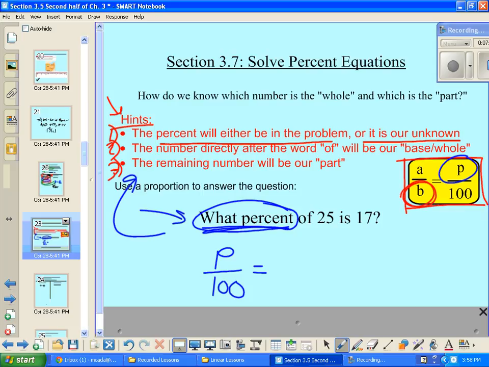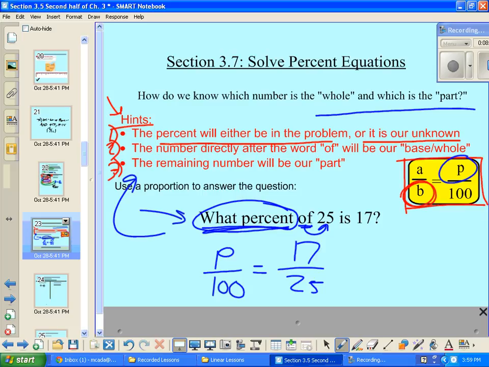Again, in terms of determining, as I have up here in this big question, which number is the whole and which number is the part. Sometimes they can rearrange this in a couple different ways, but in this case it says what percent of 25 is 17. So of 25, the number right after the word of is 25. That's telling you that's the number they're comparing everything to. That's the base number, the total, the whole number. And then the last one left over there is 17. So that must be my part.